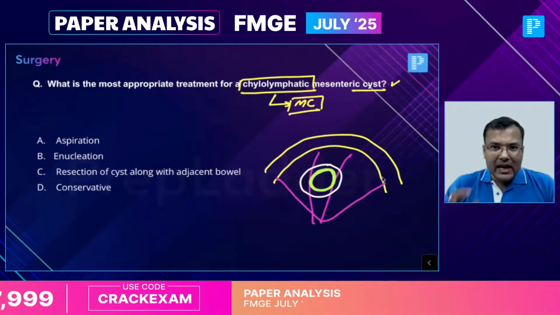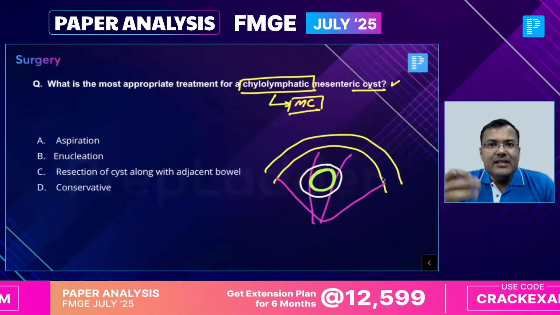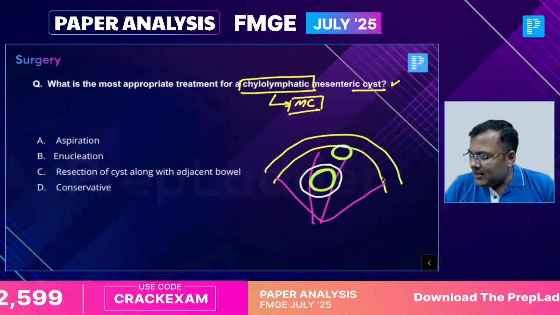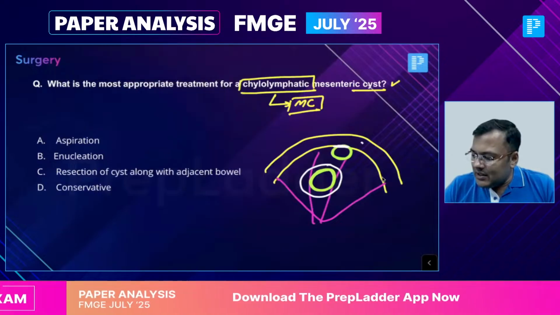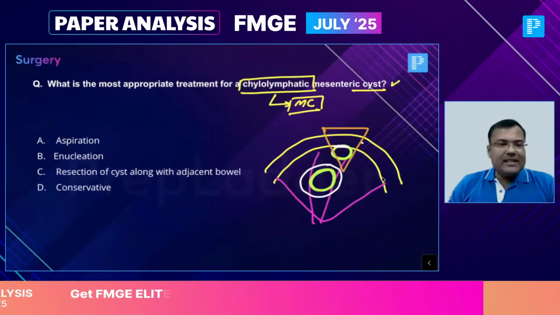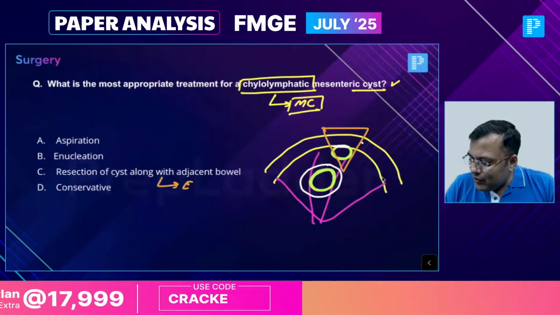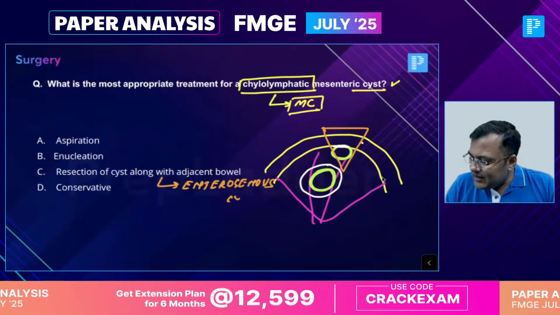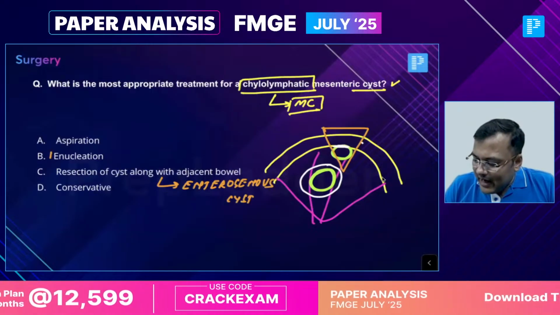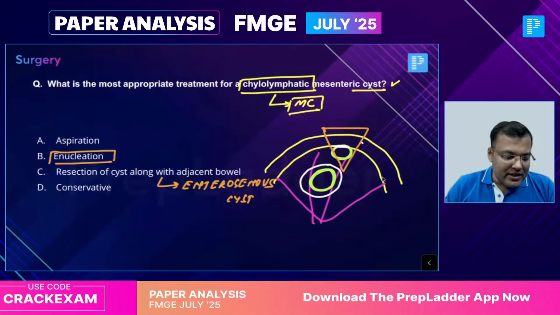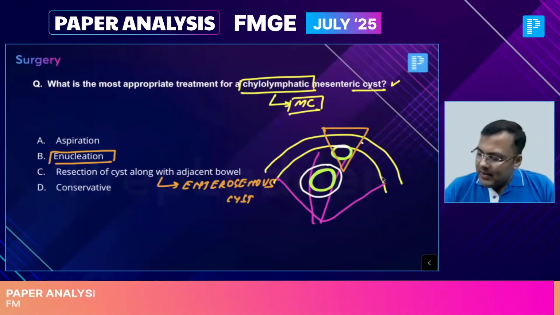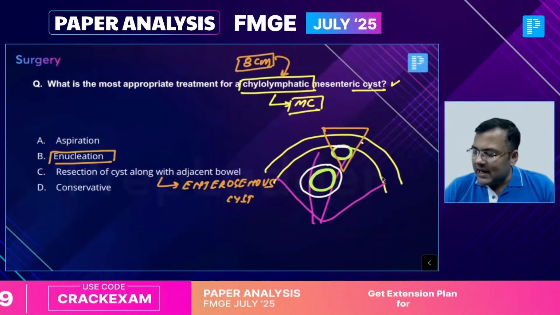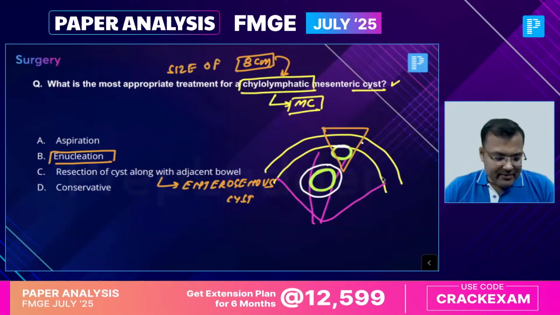And for enterogenous, entero means small bowel, genous means origin. Whenever it is arising from the bowel, one wall is shared, and in that case you have to go for resection and anastomosis. So resection and anastomosis is done in enterogenous cyst. And in chylolymphatic cyst, what is the treatment of choice, guys? Enucleation. Drashti Patel says, sir, the size was also given, 8 centimeter. Very good. The size of the cyst was 8 centimeter.